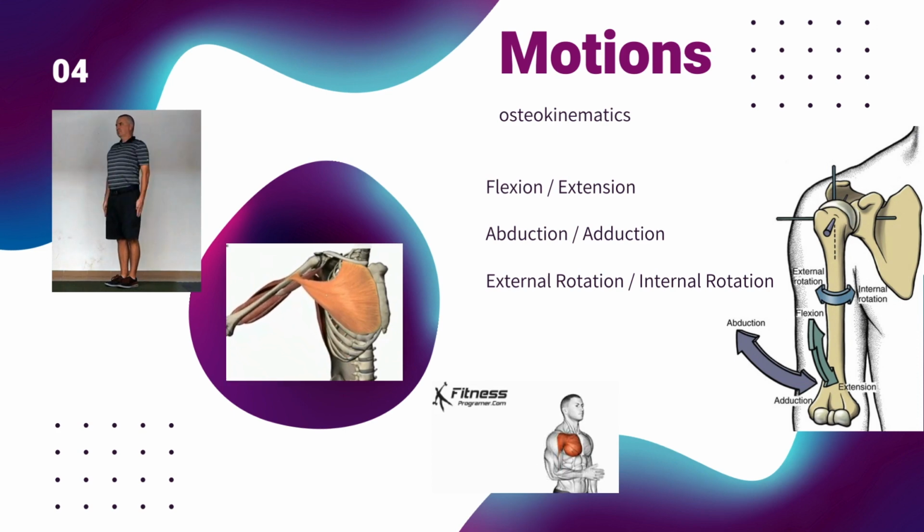But examples of osteokinematics are flexion and extension. So that's what this man is doing in this first picture on the left. As he's raising overhead, that's flexion, and as he moves back down, that's extension. Abduction is that for the middle picture there in the purple. And abduction is when the arm moves away from the body in the frontal plane. Adduction is when the arm moves back towards the body, like you're adding the arm back in the frontal plane.